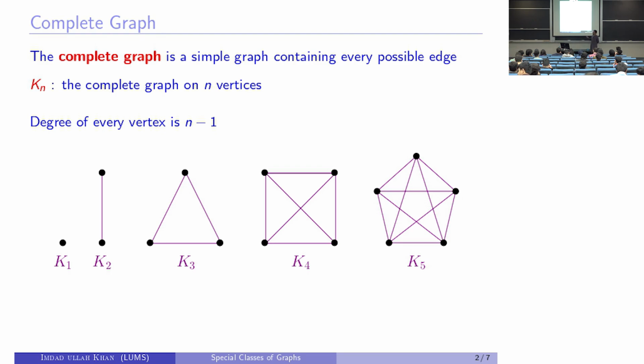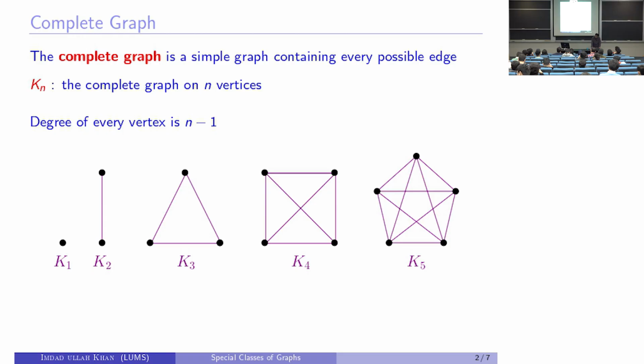So here is a complete graph on one vertex, K1, right? All possible pairs of vertices are adjacent in K1. There is no edge there. It's an empty graph. K2 is just an edge, two vertices, all possible pairs. There is only one pair, and that's an edge, right? K3 we generally call a triangle, three vertices all adjacent. K4 is a complete graph on 4 vertices, K5 a complete graph on 5 vertices, and so on, right?